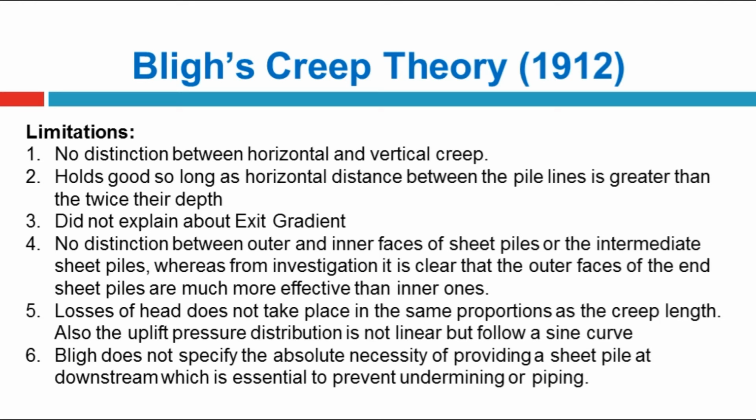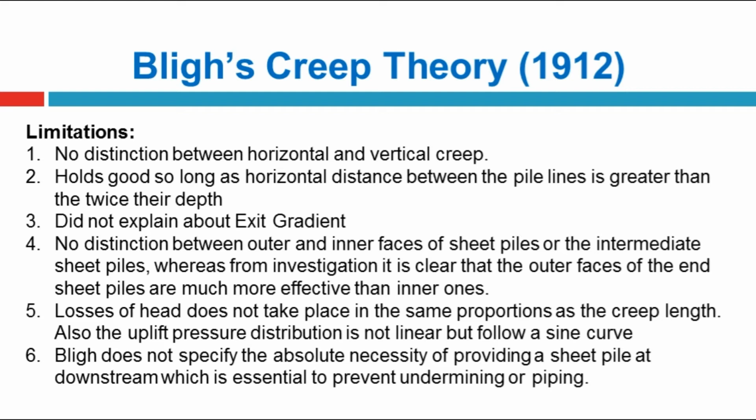Now there are some limitations. It has no distinction between horizontal and vertical beam. It holds good so long as the horizontal distance between the pile lines is greater than twice their depth. It did not explain about exit gradient. No distinction between outer and inner faces of sheet pile or the intermediate sheet pile. There have been not only two piles placed; in some places, intermediate piles are also placed. So there is no such distinction of what is effective, inner or outer.